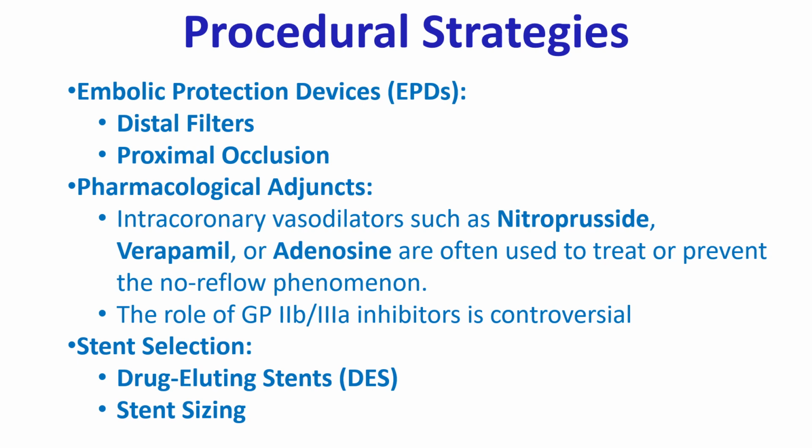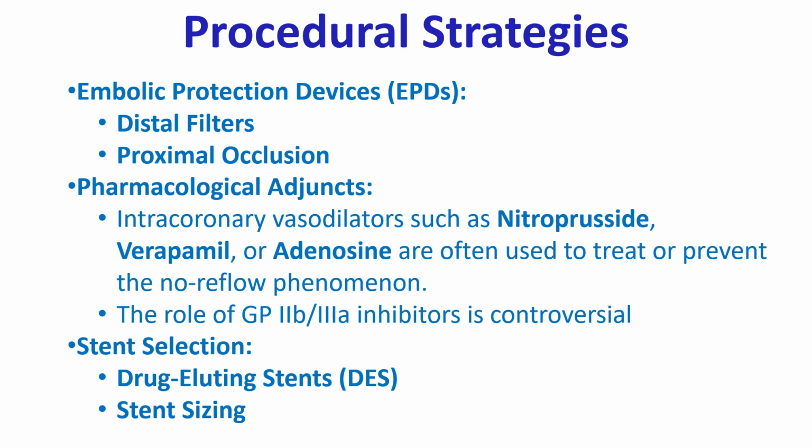Pharmacological adjuncts. Intracoronary vasodilators such as nitroprusside, verapamil or adenosine are often used to treat or prevent the no reflow phenomenon. The role of glycoprotein 2B3A inhibitors is controversial in SVG PCI. While they reduce thrombus burden, they do not necessarily prevent embolization of friable plaque.